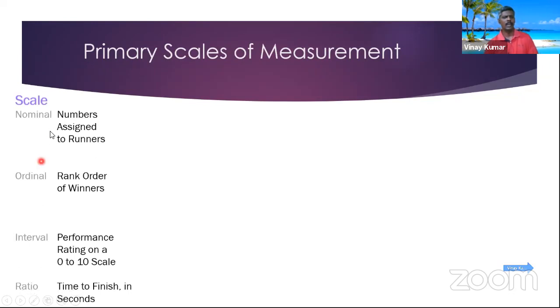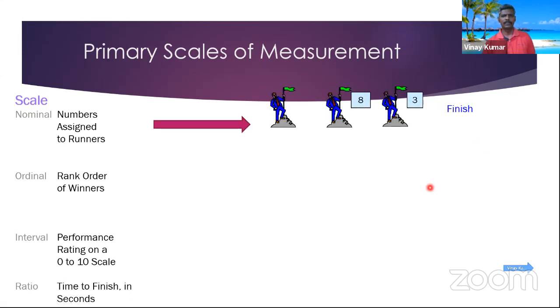So you can see on the left side here the four scales: the nominal scale, then the ordinal scale, then the interval scale, and the ratio scale. This is the order of measurement. Nominal has the least utility and the ratio has the highest utility of measurement. So in the nominal scale, let us take an example here. Imagine a researcher is doing research on athletes.